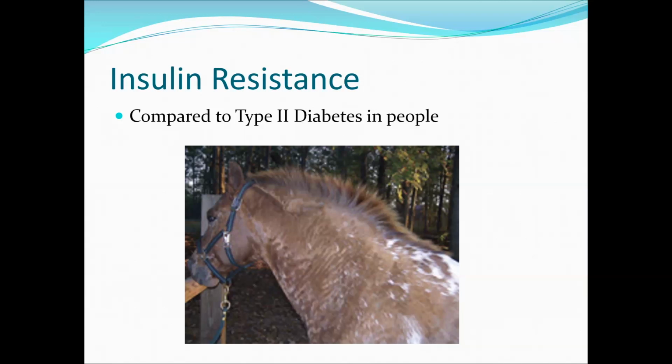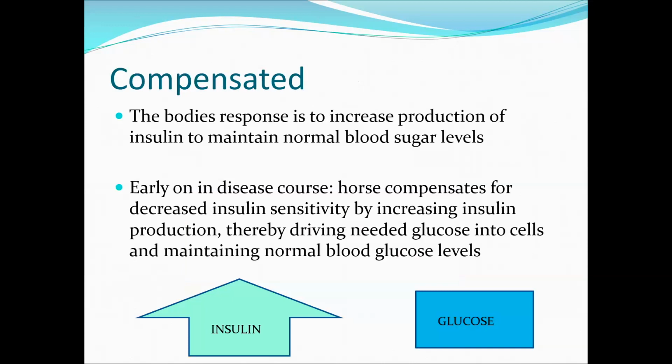So very similar condition occurring in horses. So this is that same horse, a little bit different angle. You can really see the cresty neck here. All right, so very much a hallmark of this disease being overweight. All right, initially, as this disease progresses, it can start at any time. I have horses as young as 2 years of age, but more often it's a middle-aged horse that is having this problem. So the body really wants its blood sugar to be normal.